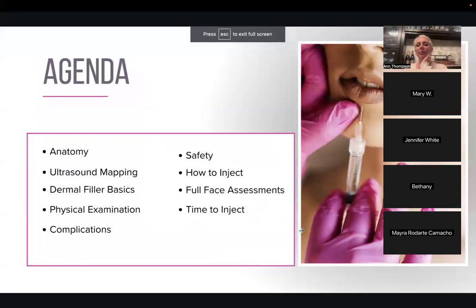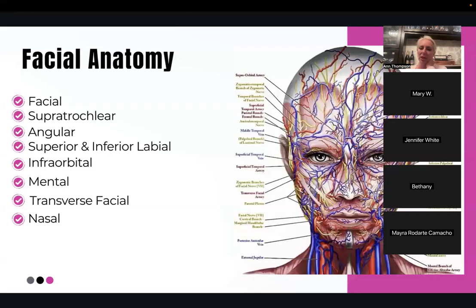So this is the PowerPoint presentation that we go over in our filler training. Obviously, I'm not going to go over every single thing again, but I'm going to try to highlight some of the big things that we go over in this training. So whenever you are talking about filler, you need to make sure that you are really comfortable with the big vessels that are in the face. And with those vessels, the main one is going to be the facial artery.